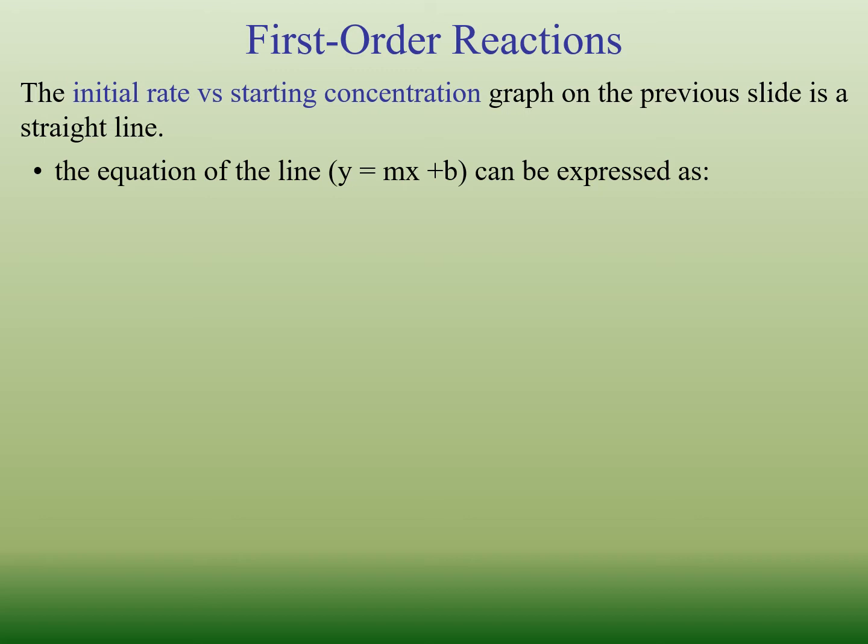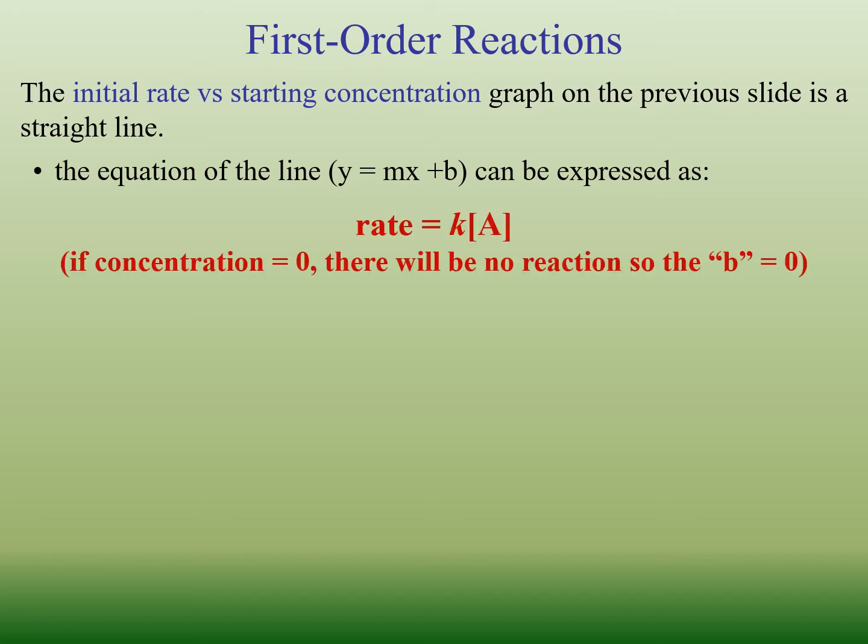This can also be expressed in these terms as a rate law equation. Rate equals k times the concentration of reactant. Y in the equation of y equals mx plus b is equal to this rate. M in the equation is slope, now represented by this letter k, called the proportionality constant. X in the equation is concentration, now represented by A in square brackets. And b, the y-intercept, equals 0, so it is not shown.